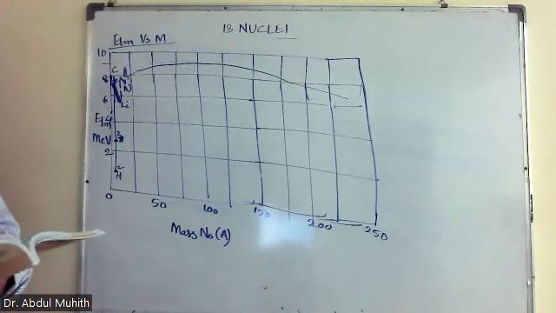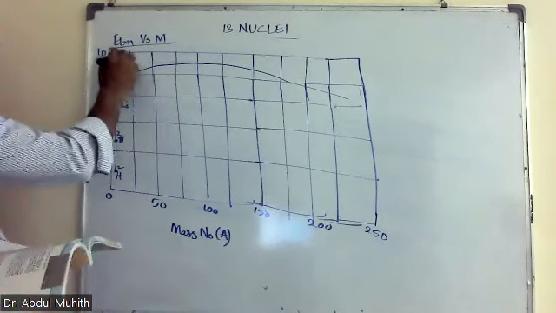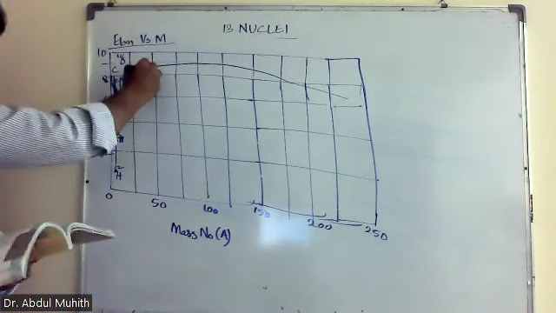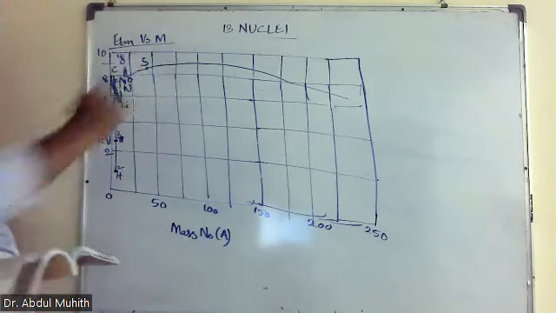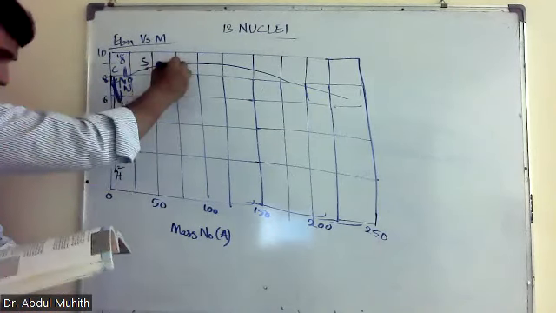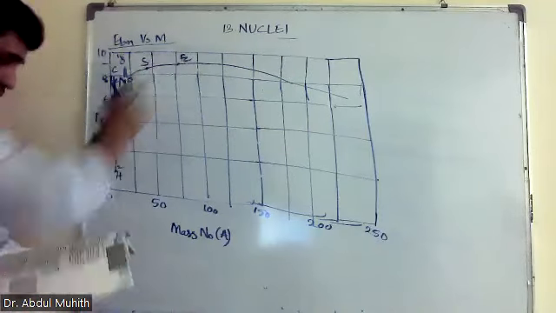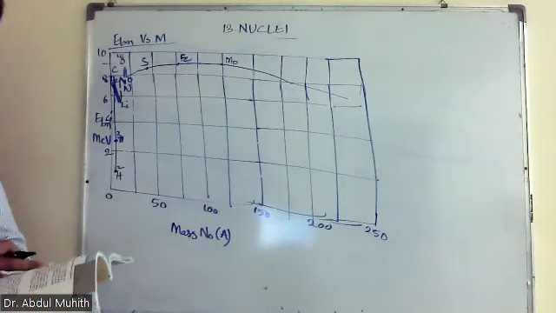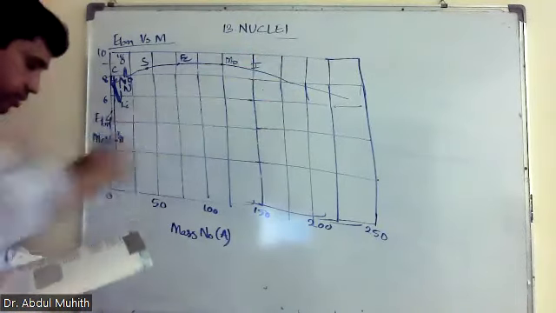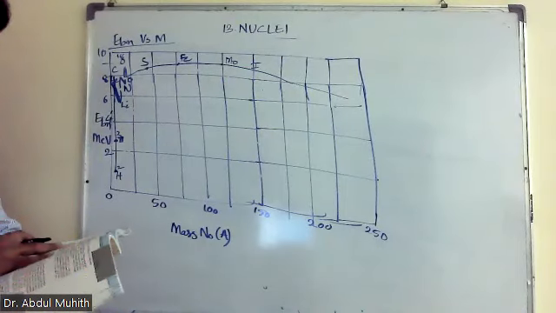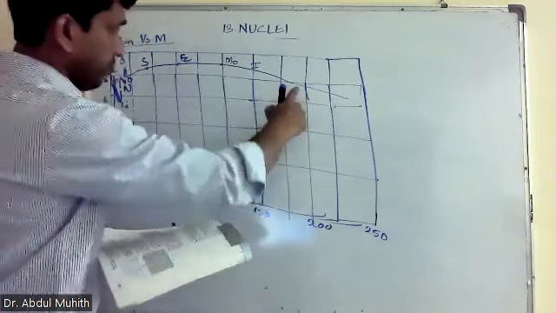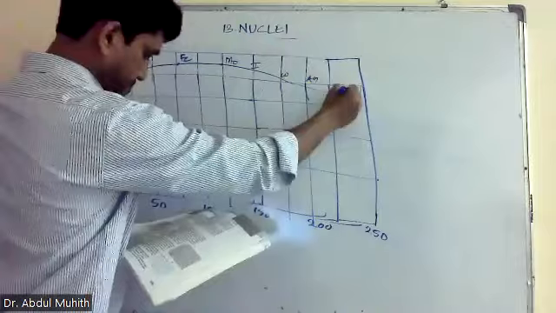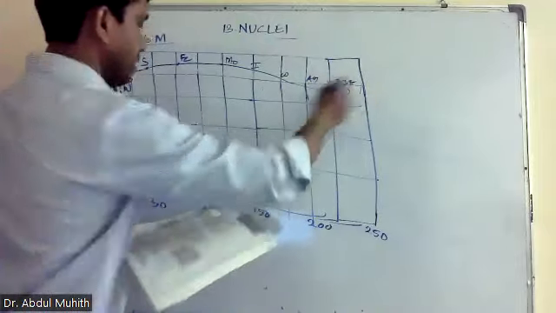Oxygen 16, oxygen 18. This is oxygen. Then we have sulfur. This value is sulfur. And then we have iron. This is Fe, iron. And then we have molybdenum here, Mo. Then we have iodine. Then tungsten, W, then uranium. Uranium 238, something like that. They have given this one.